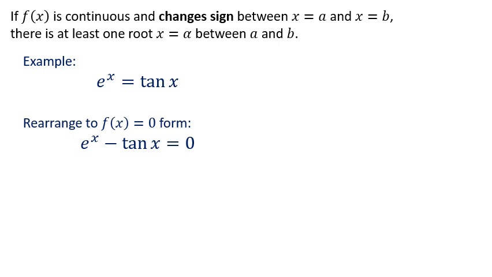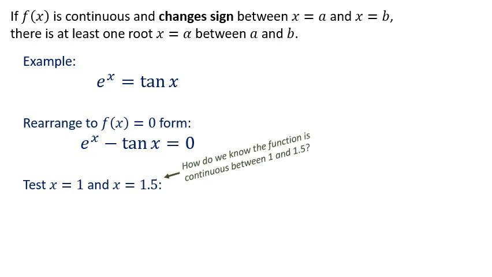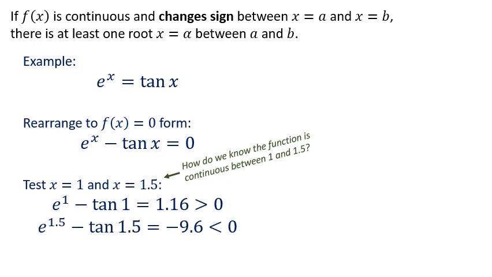Instead of thinking, well, is e to the x higher than tan x, or is tan x higher than e to the x, we can simplify that process. Because we're working algebraically, we don't need to worry about having to sketch this graph. We just say, well, when we sub in a number to e to the x minus tan x, do we get a value bigger than 0 or less than 0? If you sub in 1, you get 1.16, and if you sub in 1.5, you get minus 9.6. So provided we know that the graph is continuous between 1 and 1.5, then we can say for certain that it must cross the x-axis at least once between those 2 points.